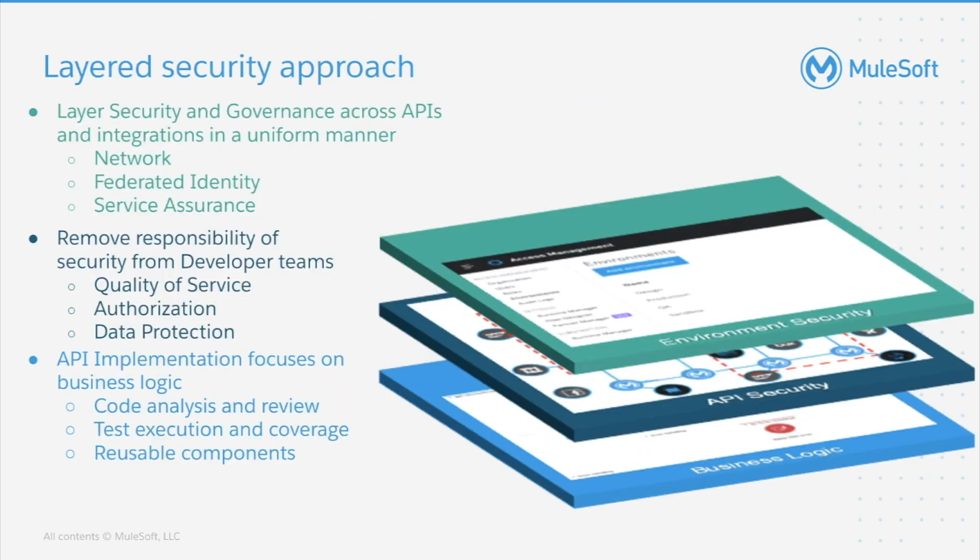And this is what we would refer to as a layered security approach. We layer security and governance across APIs and integrations in a uniform manner, which removes the responsibility of security and governance from developer teams and keeps the API implementation focused on executing business logic.